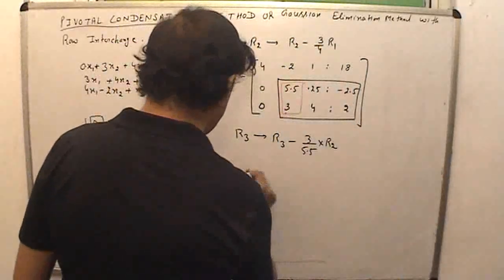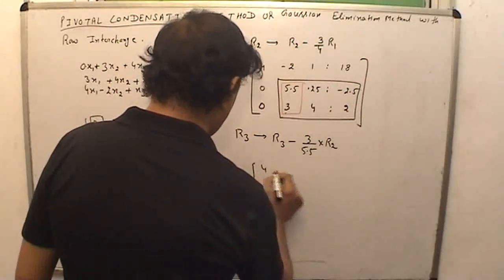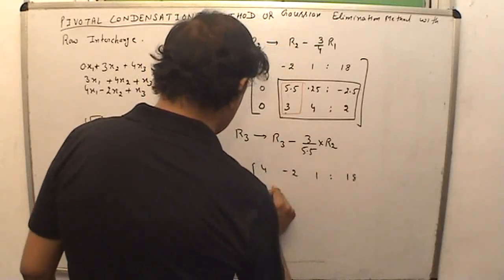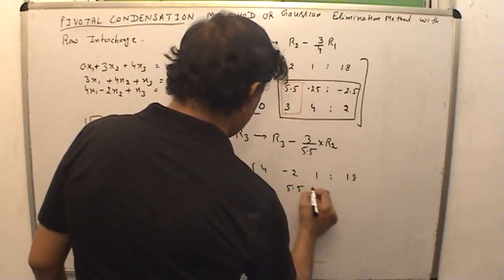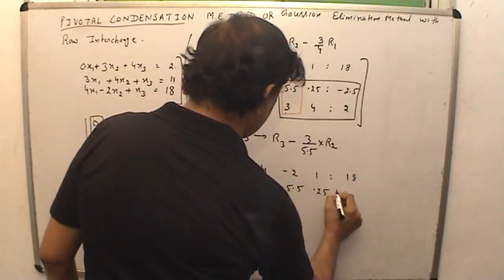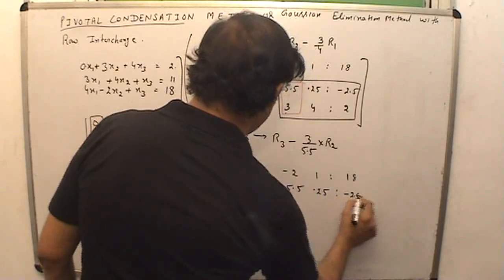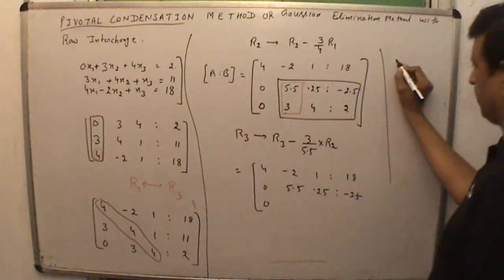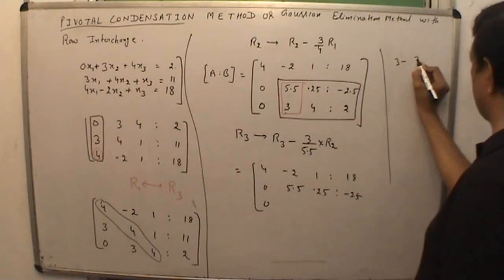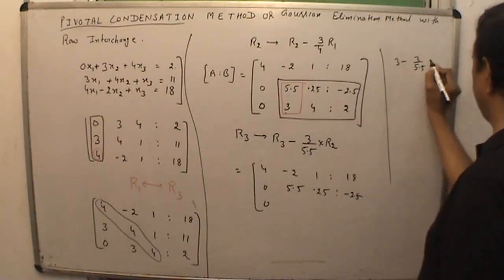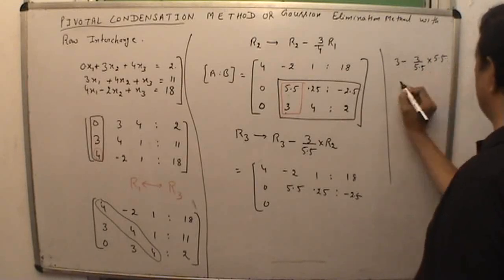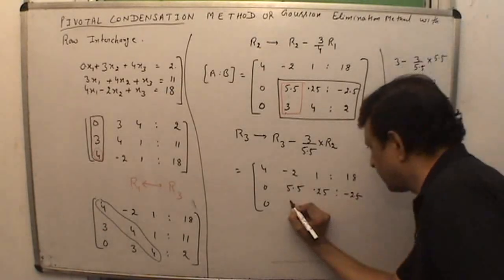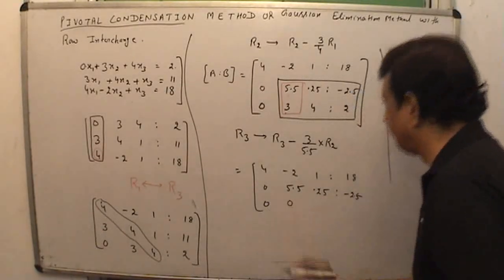That is equal to, it is 4 minus 2, 1, 18, 0, 5.5, 0.25, minus 2.5, 0. First of all, we see this element, it is R3: 3 minus 3 upon 5.5 into 5.5, that is equal to 3 minus 3, which is 0. And that was our requirement.